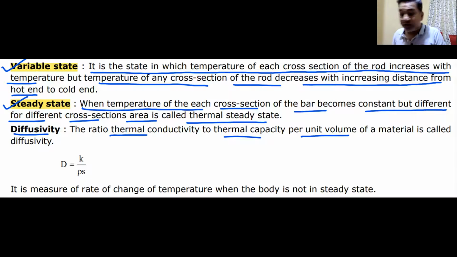Thermal capacity per unit volume. So it is mass into S divided by V, and therefore it becomes rho. Thermal capacity per unit volume. Thermal diffusivity is the ratio of thermal conductivity to thermal capacity per unit volume. The word ratio is wrong because it is not a ratio, it is thermal conductivity. It's known as diffusivity. It is a measure of the rate of change of temperature when the body is not in steady state. So diffusivity is nothing but the measure of the rate of change of temperature when it is not in steady state. You can just note down this definition.